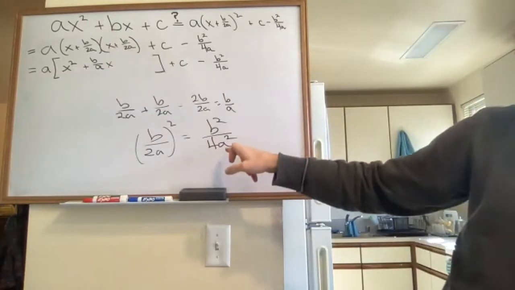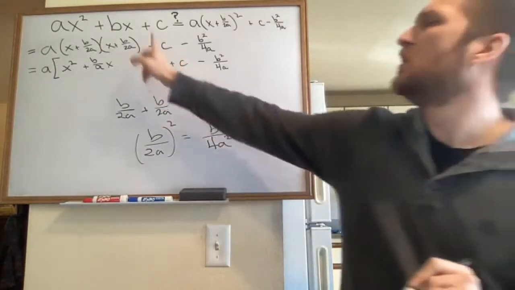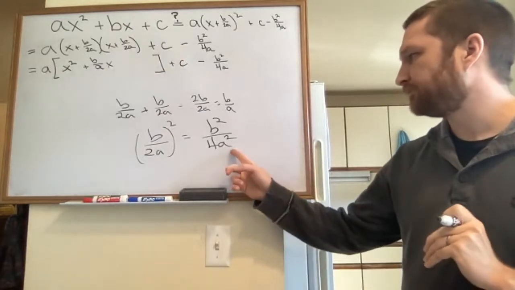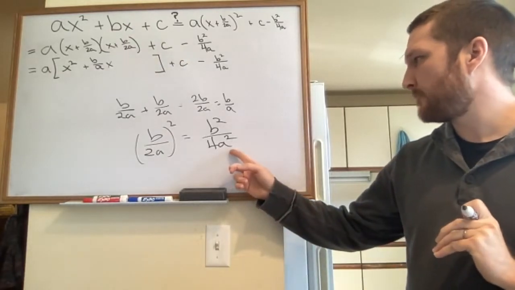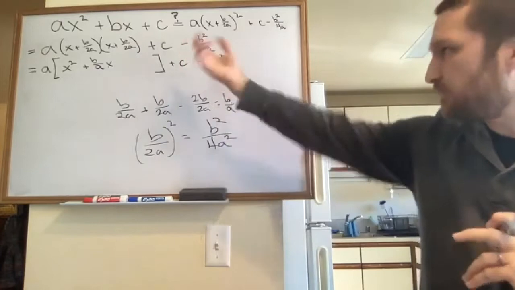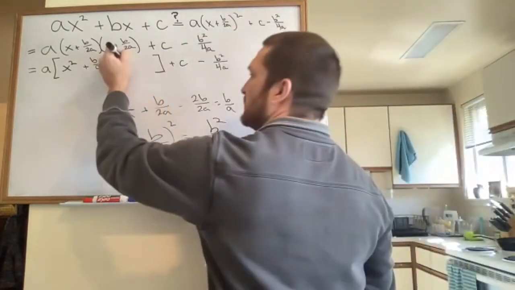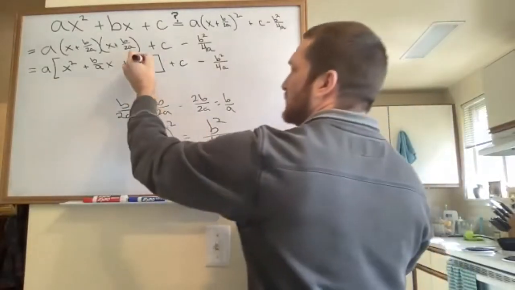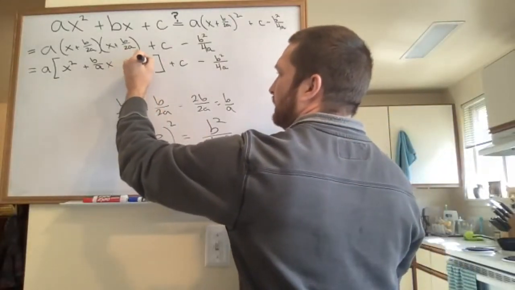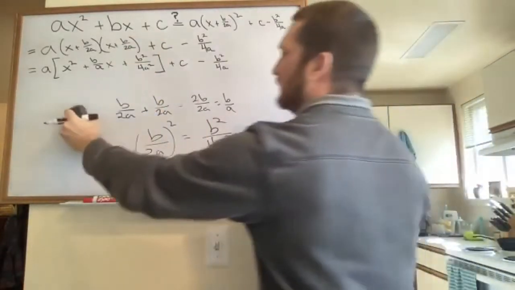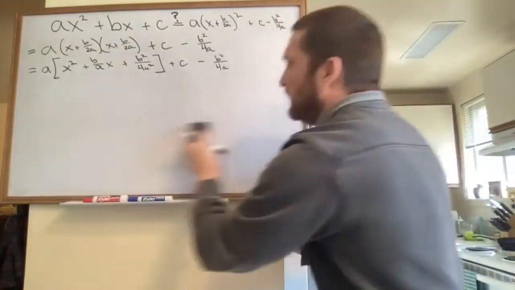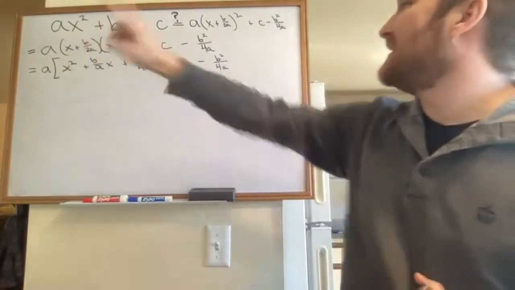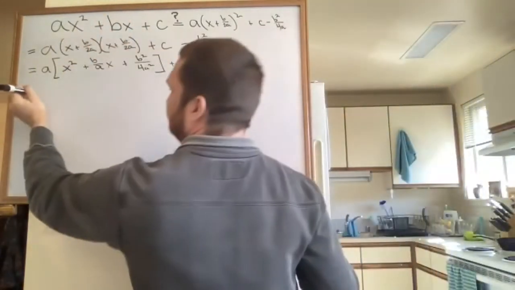Double check me on that. That is what we get when we do the last of that foiling. I think so. Yeah, right? Because b times b comes out to b squared on the top. 2a and 2a should come out to 4a squared on the bottom. Okay. Now, let's distribute the a back into there and see what happens.